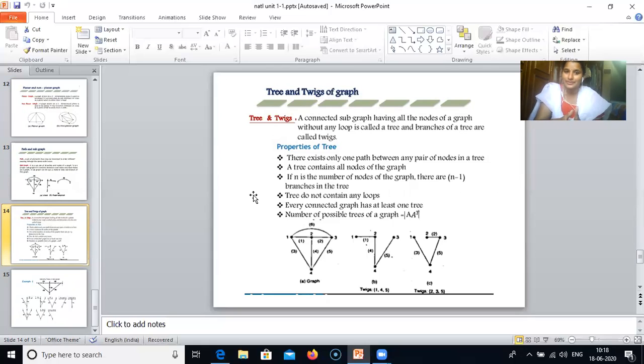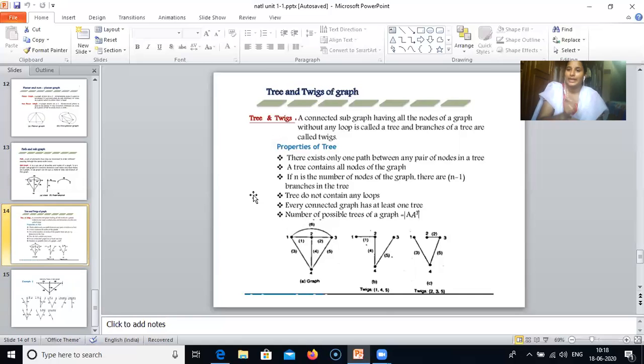Next point is tree should not contain any closed loop. There should not be any closed loop in a tree. And the number of branches of a tree are called twigs. So the number of twigs must be equal to n minus 1, where n is the number of nodes of that particular graph. Okay.